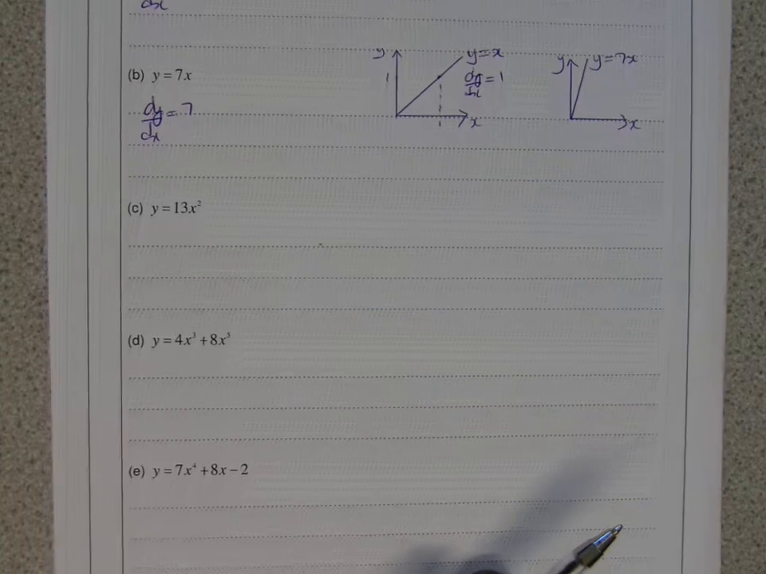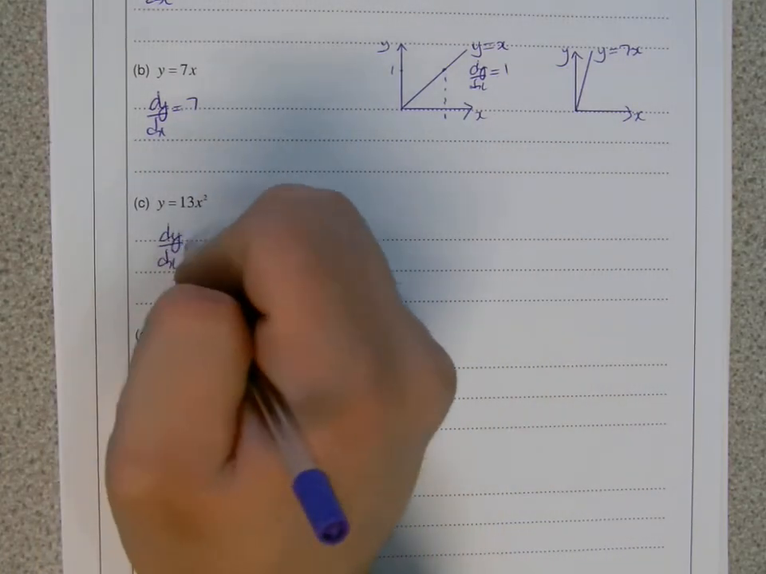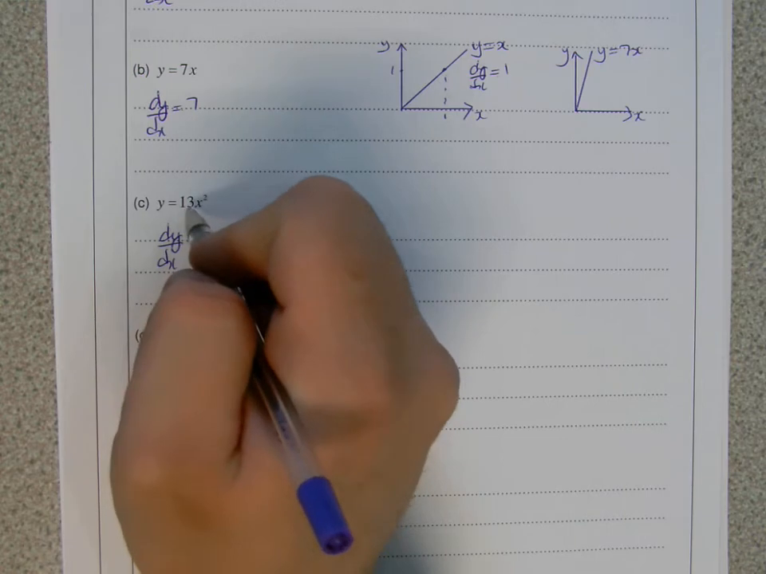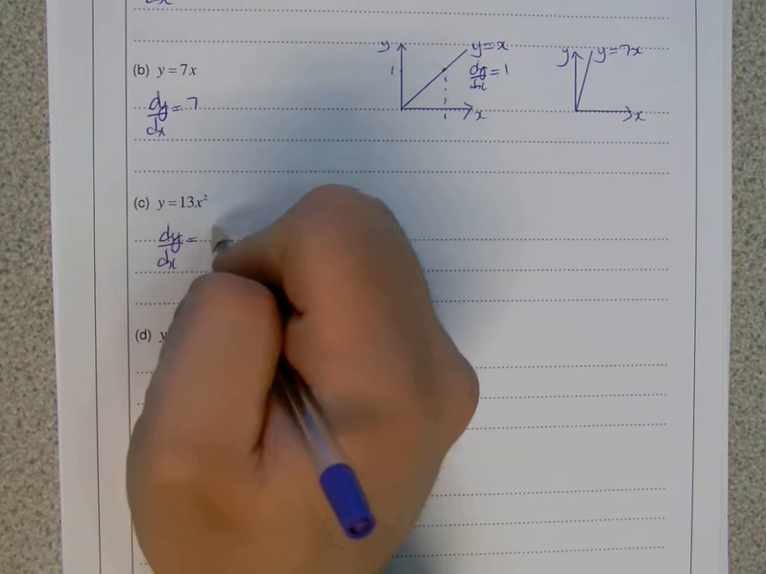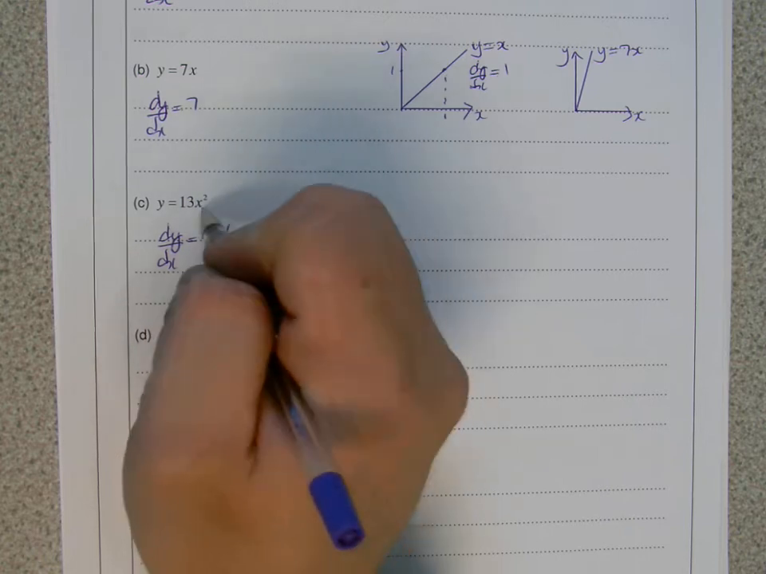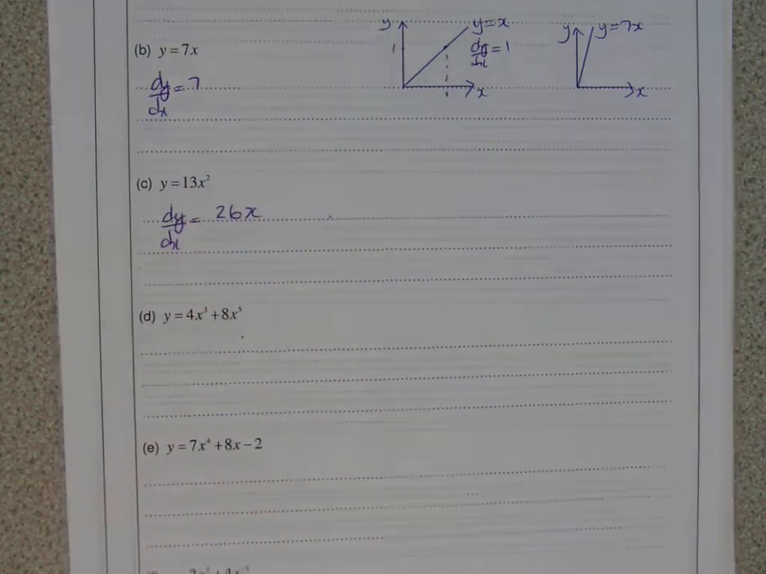Part C, y equals 3x squared. So remember the rule we use for differentiation. You bring the power down, 2, and multiply by what's in front, which is 13. So 2 times 13 is 26. x, and you reduce that power by 1. If you take away 1 from 2, you just get 1. So I'm not going to write it, you get 26x.